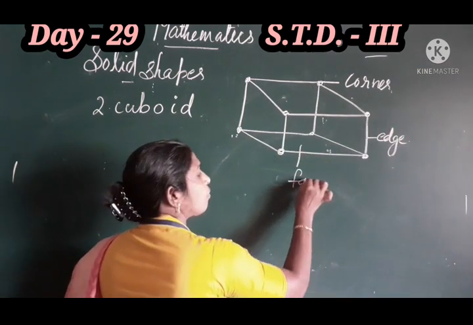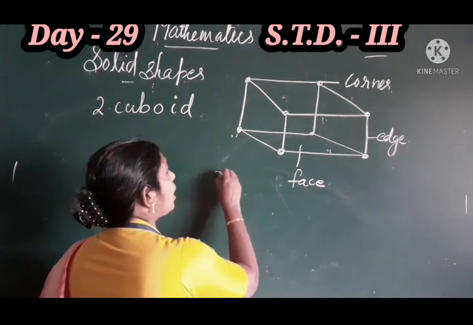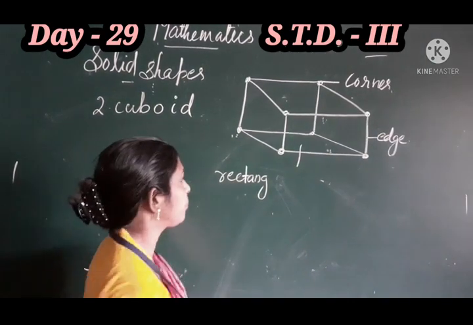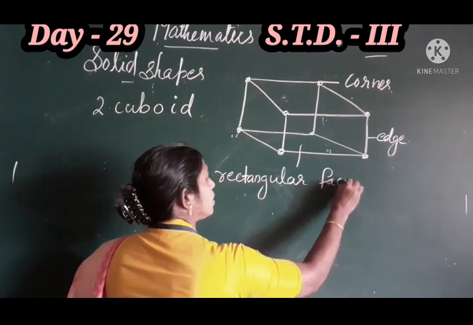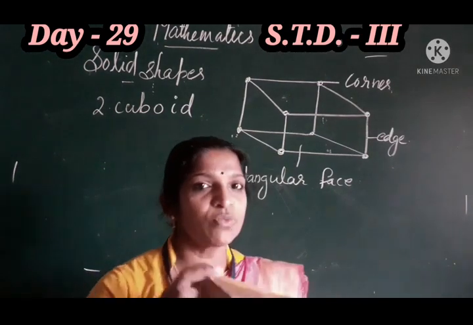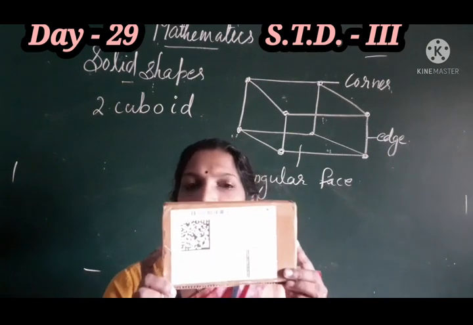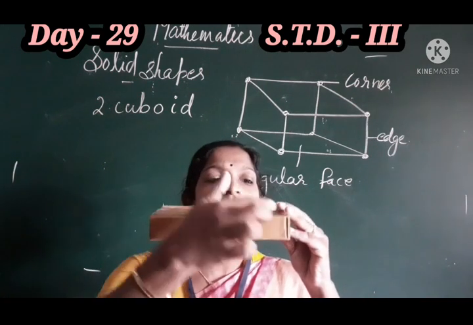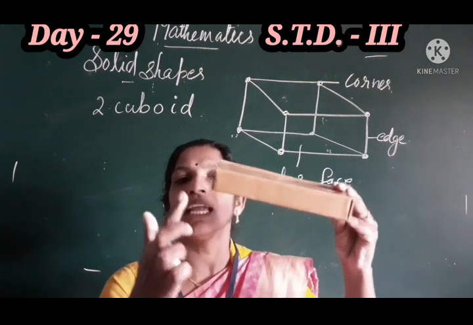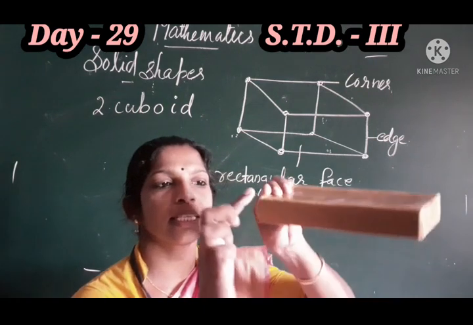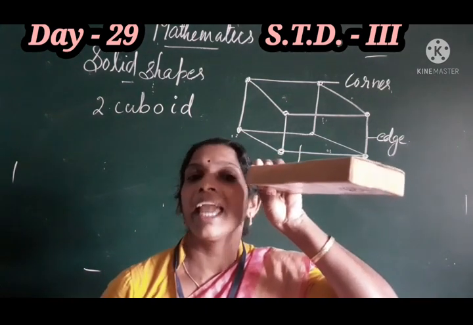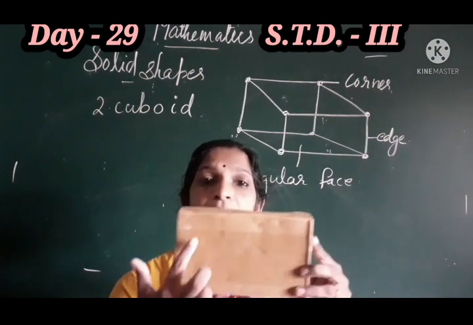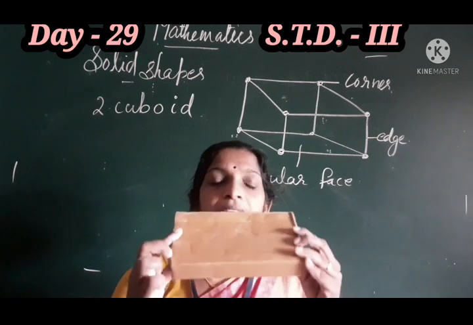This one is a face. What type of face? Rectangular face. Here this box is a cuboid. Here this cuboid has, let us count, 1, 2, 3, 4, 5, 6, 7, 8. How many corners? 8 corners. Here, what shape is this face? This is a rectangle, a rectangular face.